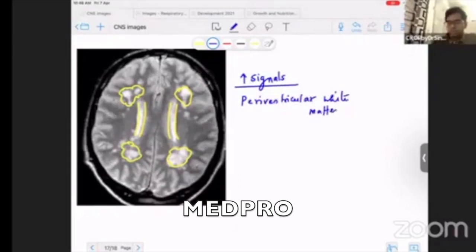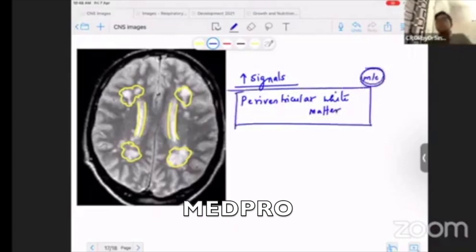I'm not saying periventricular white matter is always affected, but the most common site for lesions to occur is periventricular white matter, where you will see increased signals in the form of white areas in the MRI. Yes, doctor, I'm coming to the CSF analysis part next. The investigation of choice is always this particular MRI only.